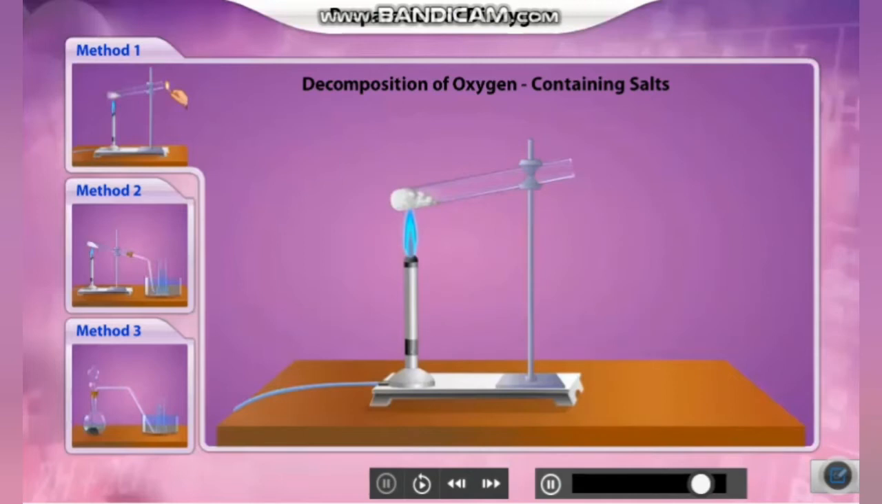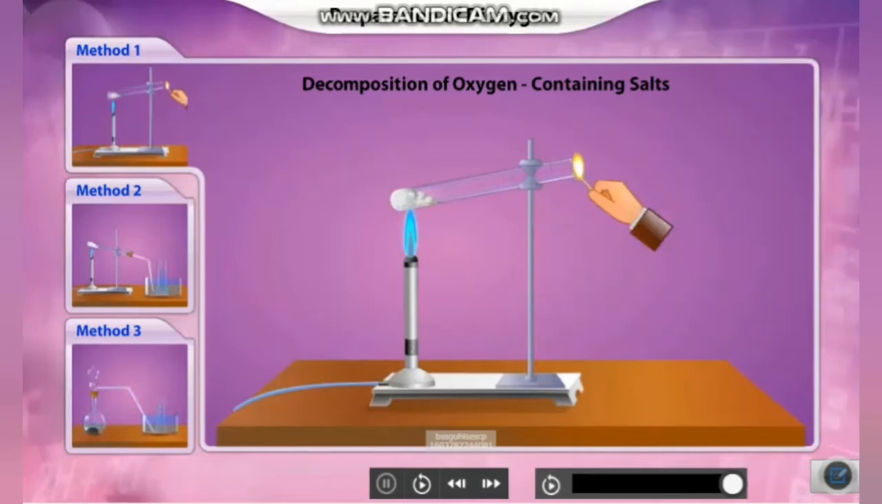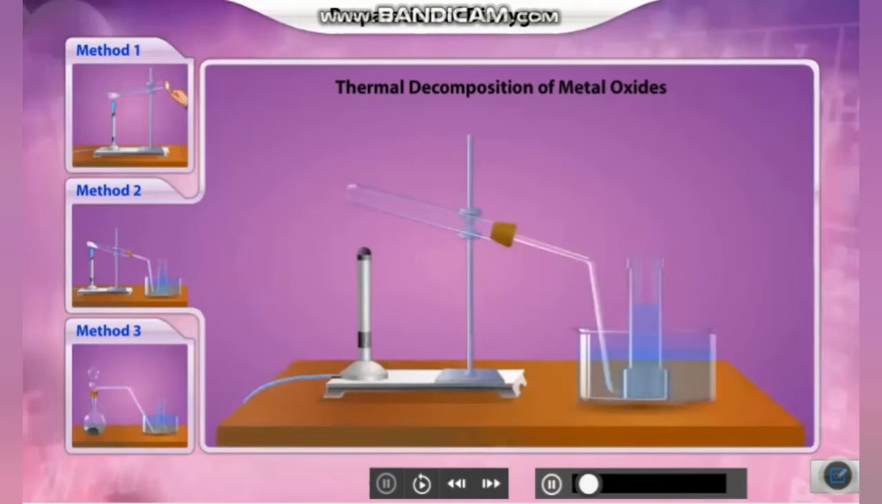The presence of oxygen can be confirmed by holding a glowing matchstick at the mouth of the test tube. The matchstick begins to burn brighter. In the second method, dioxygen is prepared by thermal decomposition of a metal oxide, such as potassium chlorate.